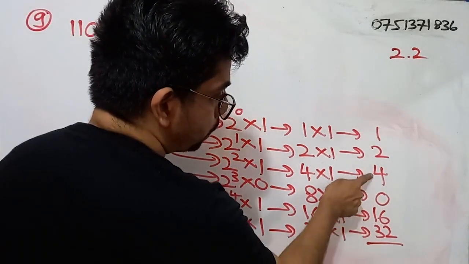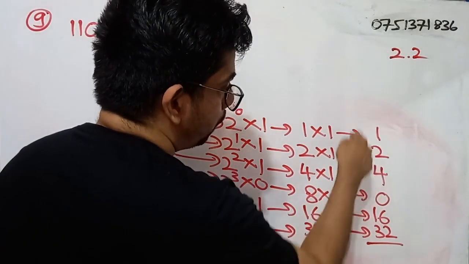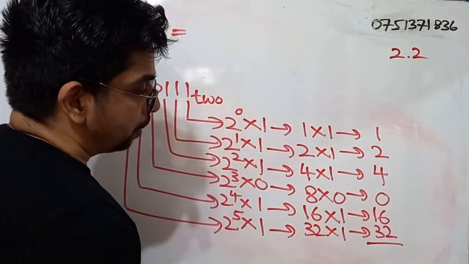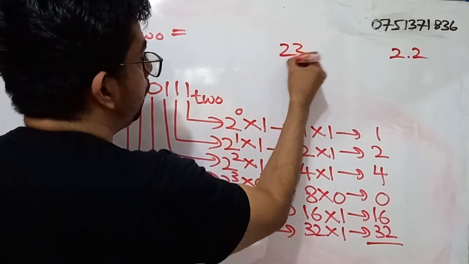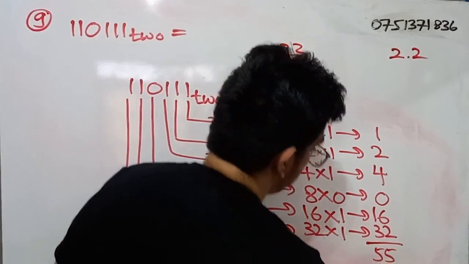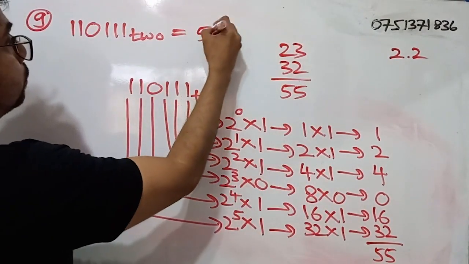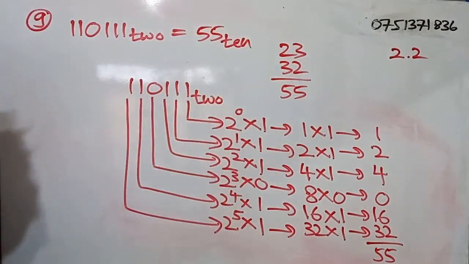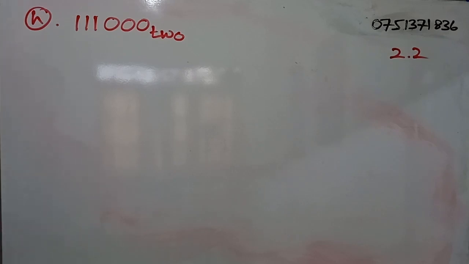So 16 plus 4, that is 20. 20 plus 3, that is 23. 23 plus 32, what is that? 55. So when we add these values, we get 55. So this is 55 and the base is 10. Right, so this is the next number that has been given to us.